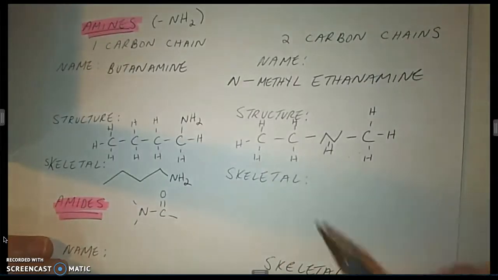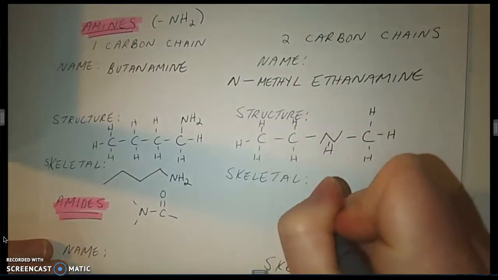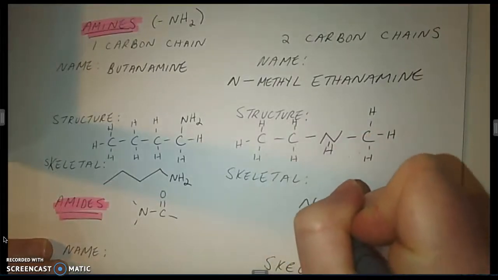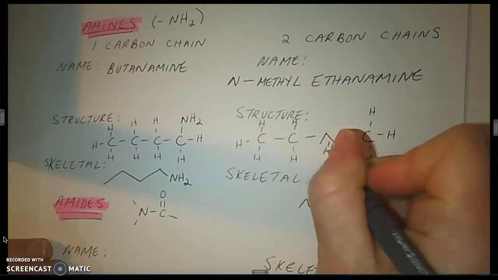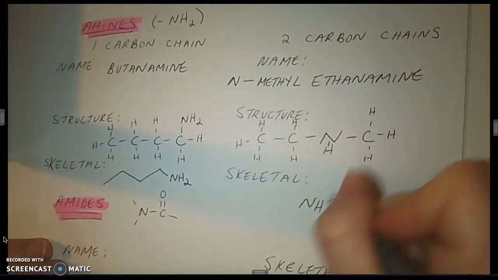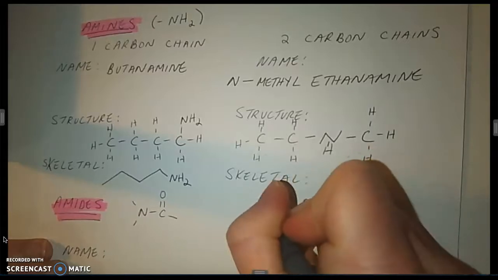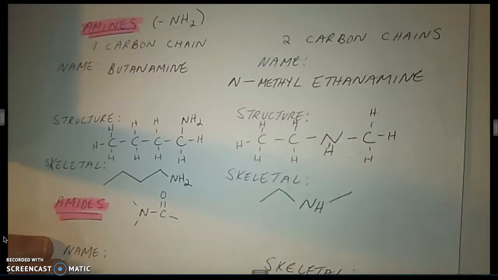Okay? If I wanted a skeletal structure of that guy, I would probably start by drawing my nitrogen in the middle, and I know that that nitrogen is bonded to a hydrogen. And then I've got a stick coming off this side to show the methyl group, and I've got two carbons coming off this side to show the ethyl part of the chain, or the two carbon group.